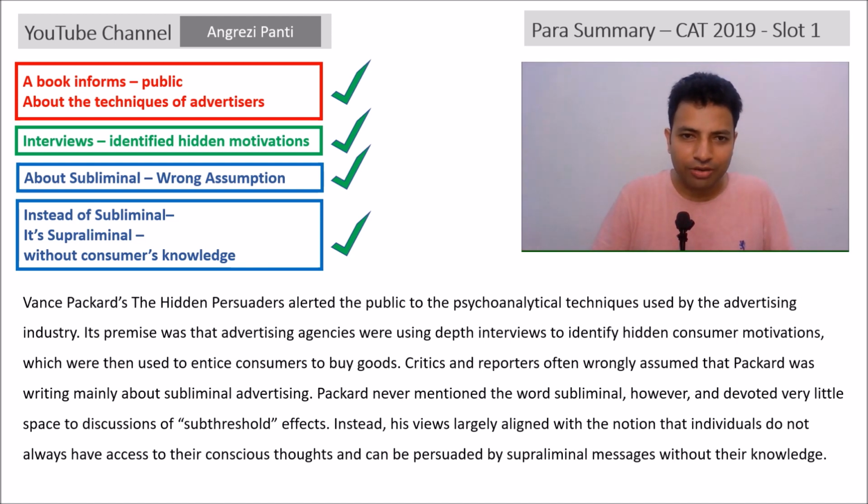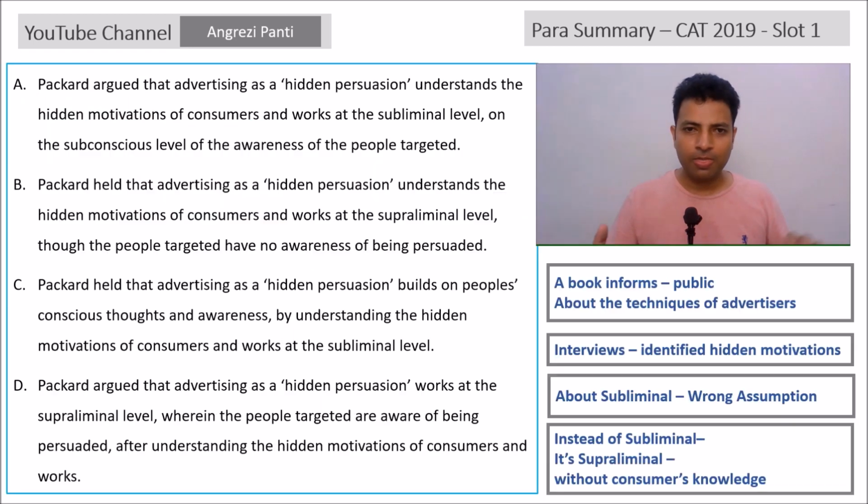Now let us have a look at the options. What we have to do now is go through the options and see which option has got the maximum of our main points. And if there's any option which contradicts our main points, then that is definitely not the answer. So this is how we have to start. First, we have to eliminate the options. So we have to look out for those options which contradict our main points, and we have the main points in front of us.